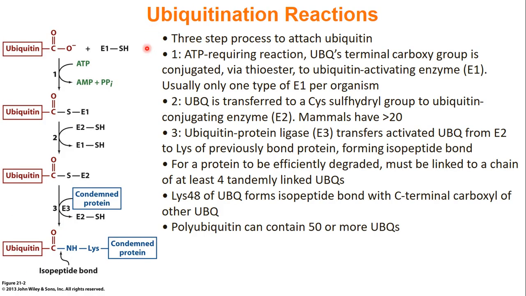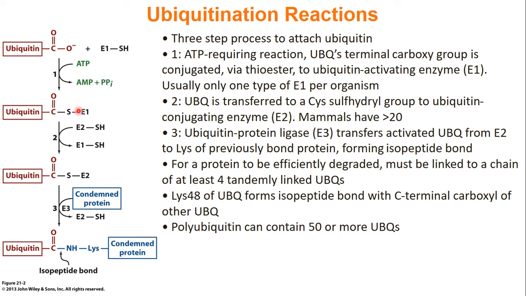Now let's look at the mechanism that we use to ubiquinate something. And it's 3 steps, and we use 3 different enzymes. First, with the C-termini ubiquitin, we use ATP, and we make this thiol ester bond to enzyme 1. Now, enzyme 1, you usually only have one type of enzyme 1 per organism.